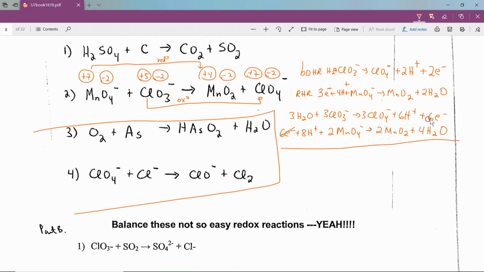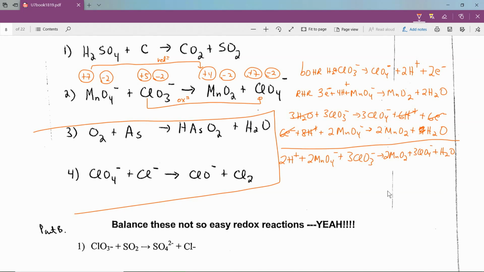So I'm going to add those together. So my 6 electrons gets cancelled. And I'm going to have a net of 1 H2O on the product side. Right? I had 4 on the right, 3 on the left, so my net is 1 on the right. I have 8H plus on the left, 6H plus on the right, so my net is 2H plus on the left. And what else do I have? You want to keep them in order. 2 MnO4 minus plus 3 ClO3 minus goes to 2 MnO2 plus 3 ClO4 minus plus H2O.